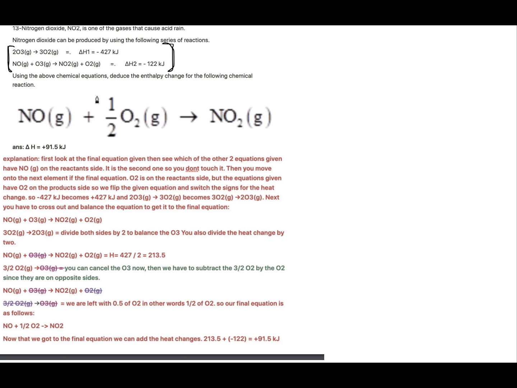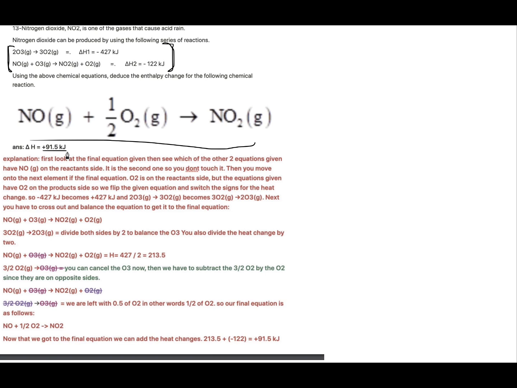They're either going to give you these two equations right here, or they're going to give you a table with a bunch of equations, and you'll have to choose which ones make this equation. So we're going to use these two given equations to make this equation, right? This is also given, but this is what it's supposed to look like. The answer is positive 91.5 kilojoules.